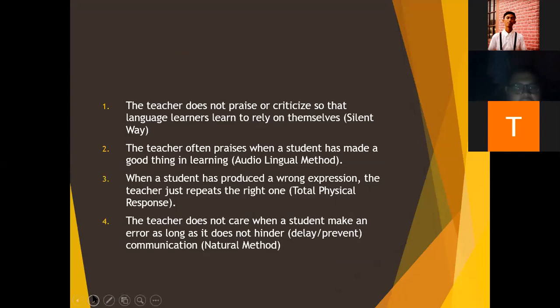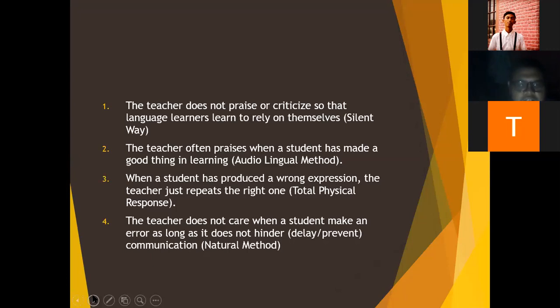First, we have the silent way. In the silent way, the teacher does not praise or critique so that language learners realize errors themselves. Like the teacher shows the learner a small red stick next to a bigger blue one. Say the blue one is bigger than the red one, like that.